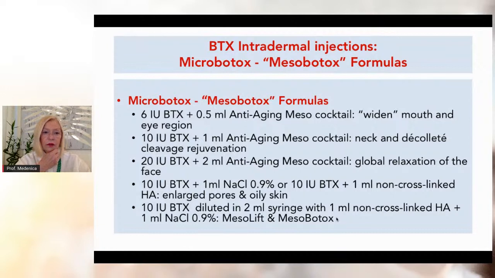And also you can combine a small number of units of botulinum toxin, diluted in a 2 milliliter syringe, with 1 milliliter of non-cross-linked hyaluronic acid, and add 1 milliliter of sodium chloride for additional dilution of the botulinum toxin, and you can use this combination perfectly for total skin, full face rejuvenation, or, for example, for treating large pores.